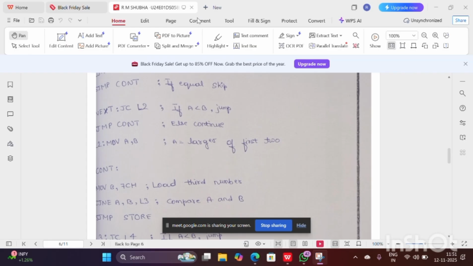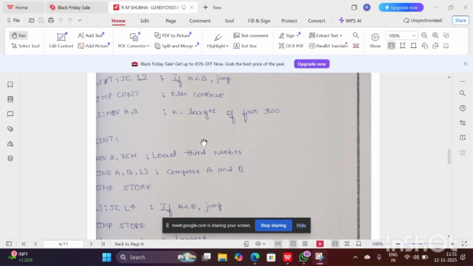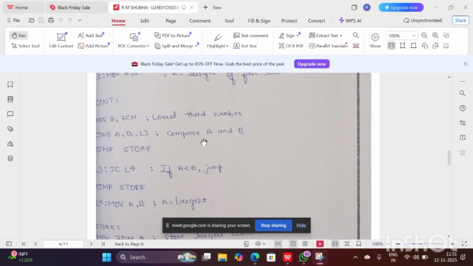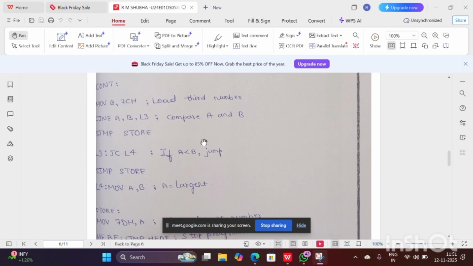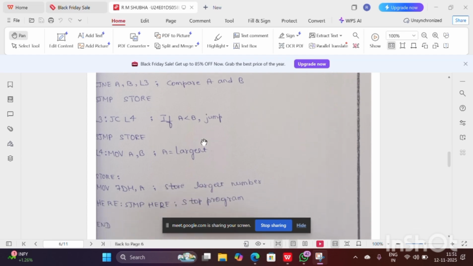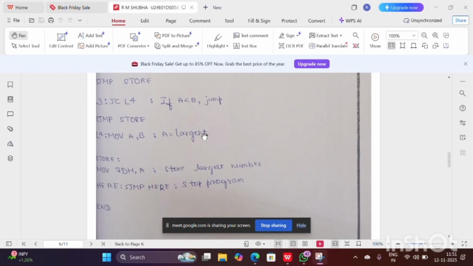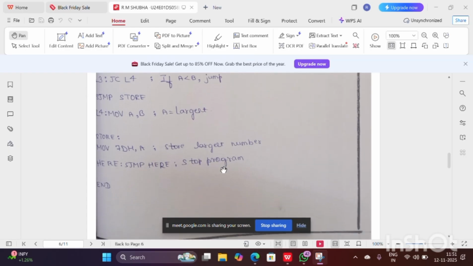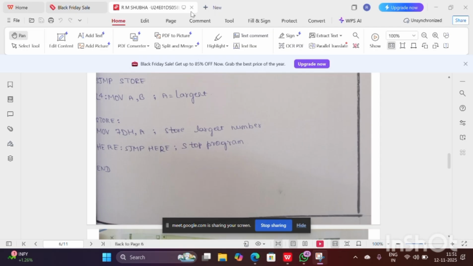MOV B, 7CH: load the third number. CJNE A, B, L3: compare A with the third number. JC L4: if A is less than B, jump to L4. L4: MOV A, B. Update A with the largest value. MOV 7DH, A: store the largest number at memory 7DH.